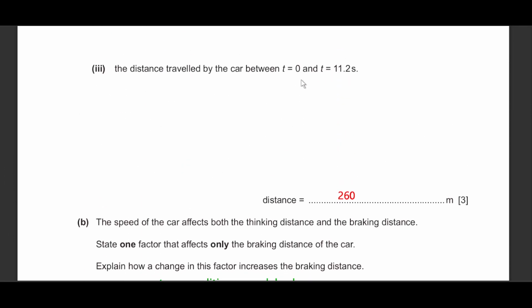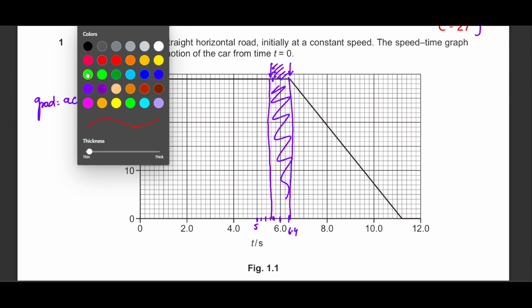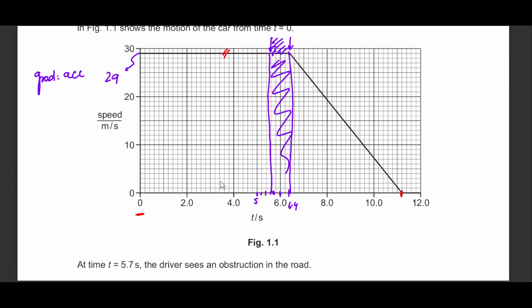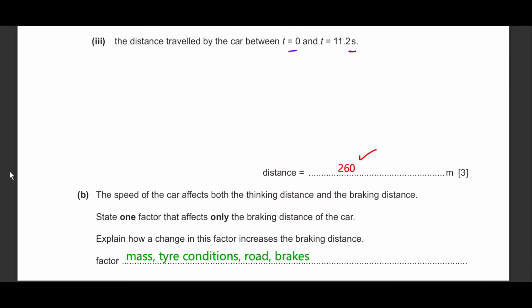The distance traveled by the car between t equals 0 to t equals 11.2. So it's asking me about the whole distance covered by the object between this time frame from 0 to 11.2, approximately here. So we can use the formula for a trapezium. These are the two parallel sides, and this will be the height of that area. So this will be 1 over 2, the sum of parallel sides, which will be 6.4 plus 11.2, multiplied by the height, which is 29. And if you solve this, you get 255.2 meters, which up to two significant figures is mentioned here as 260.